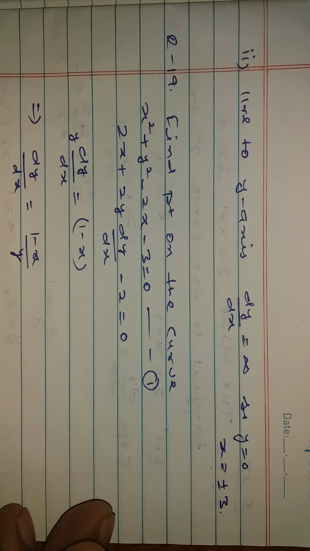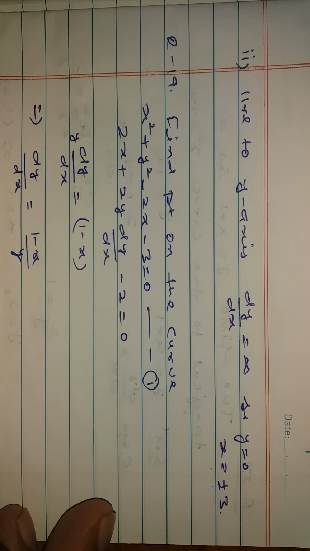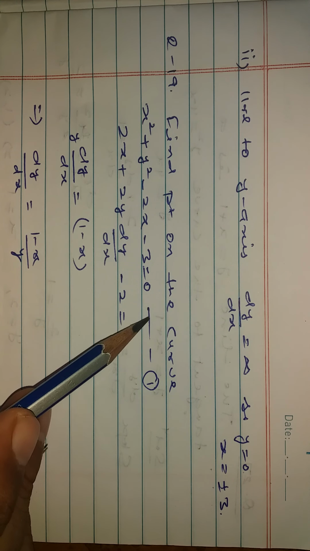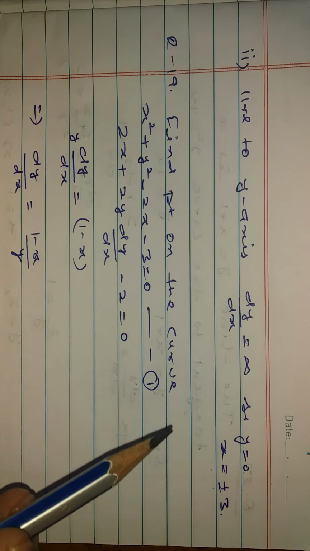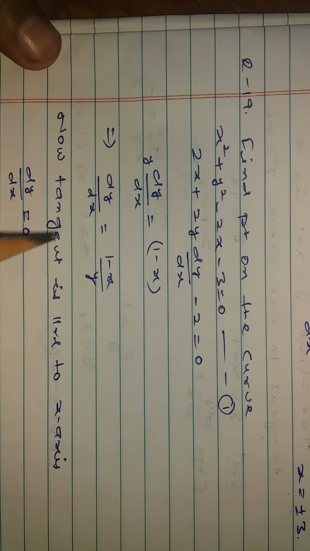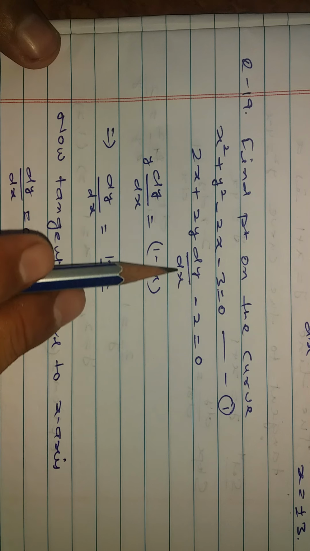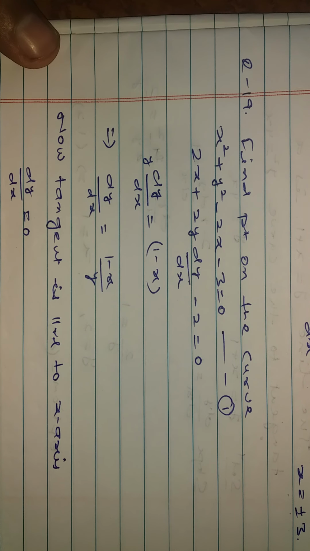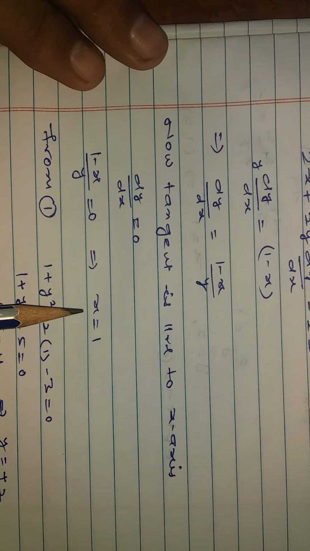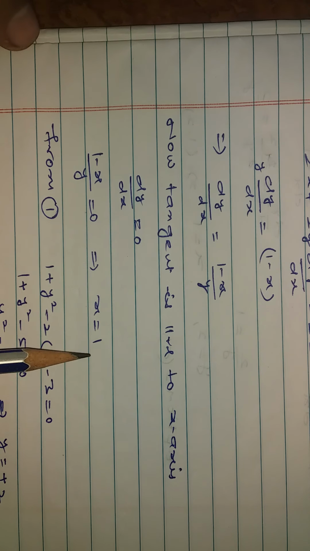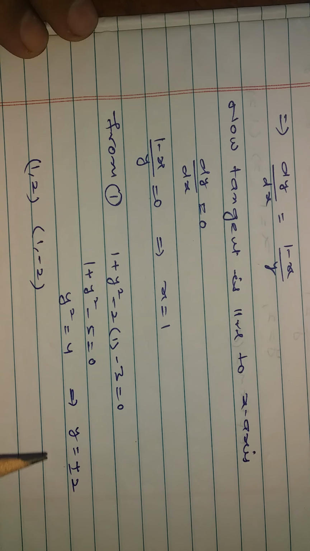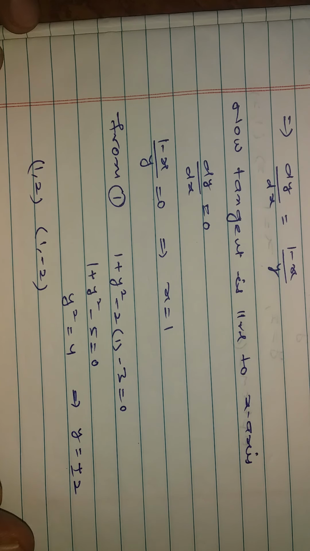Then question number 19: find the points on the curve x square plus y square minus 2x minus 3 at which the tangents are parallel to the x-axis. Again the same case. Given the equation, find the derivative. Now the tangent is parallel to the x-axis, so the slope will be 0. Putting slope is equal to 0, we get x is 1. We put x is 1 in equation 1, and y will be plus minus 2. So the points are 1, 2 and 1, minus 2.